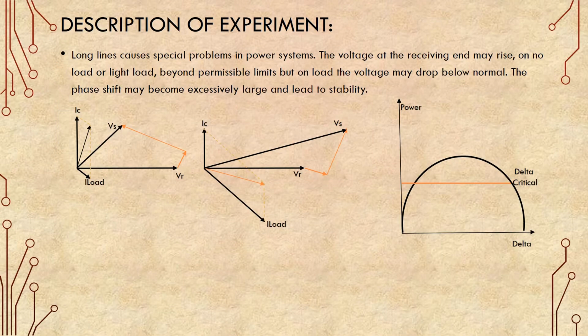If you see, a long line causes special problems in a power system. The voltage at the receiving end may rise on no load or light load beyond the permissible limit, but on load the voltage may drop below normal, and the phase shift may become excessively large and lead to instability. If we look at this phasor diagram, during light load, meaning no load or light load, this is the load current and its magnitude is very small, assuming the load is an inductive load. Basically loads are inductive loads.